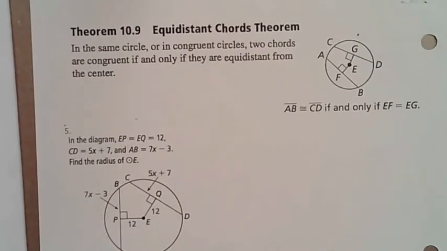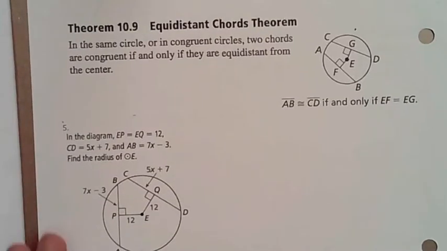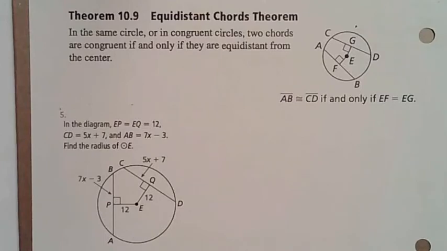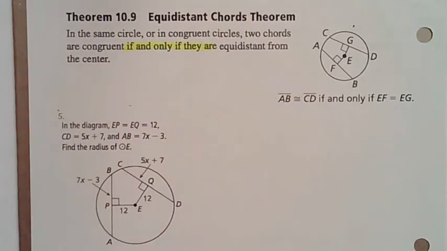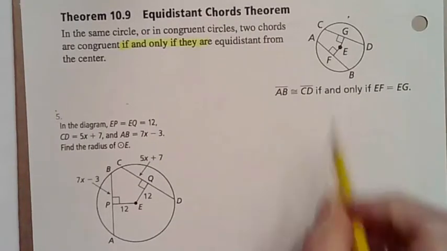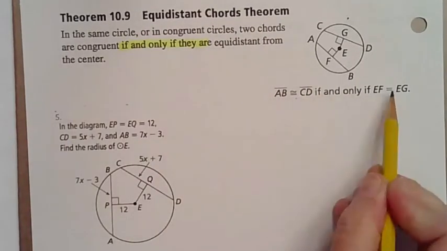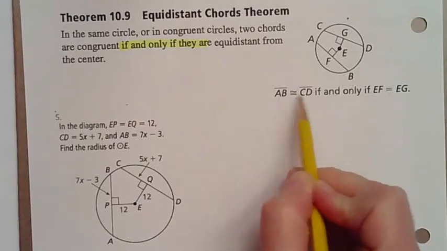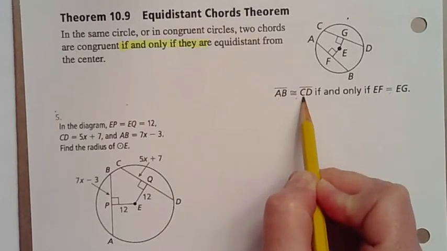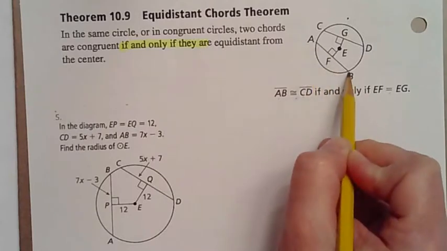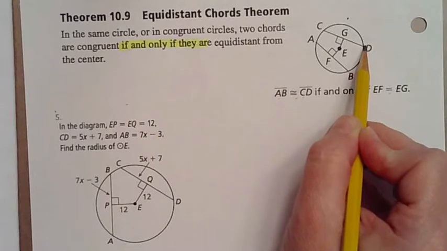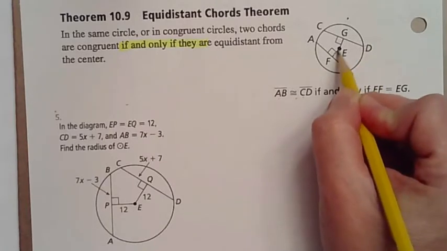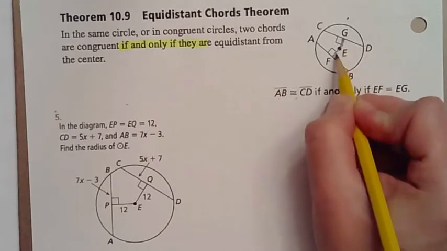Okay, so these guys right here, the equidistant chords theorem. This one also is an if and only if, and we are going to go back and forth a little bit, and this is what it says. Sometimes it's easier for me to read these pieces. So this one says that we have congruent chords. If AB is congruent to CD, then you know that they are both equidistant from the center.